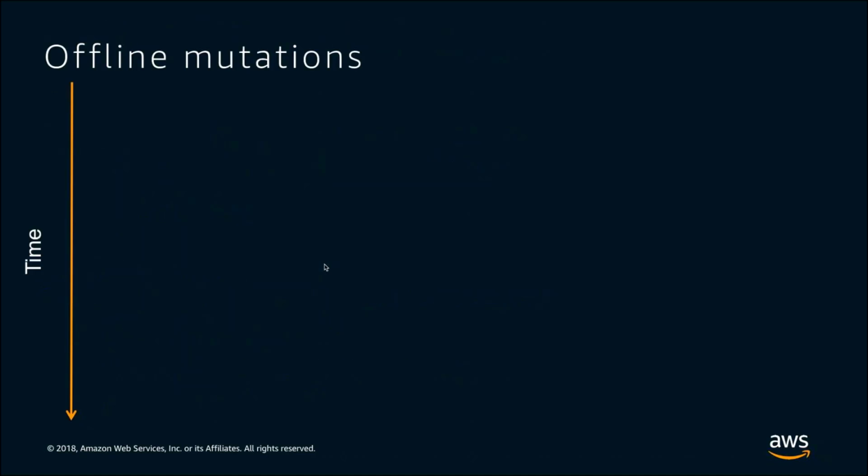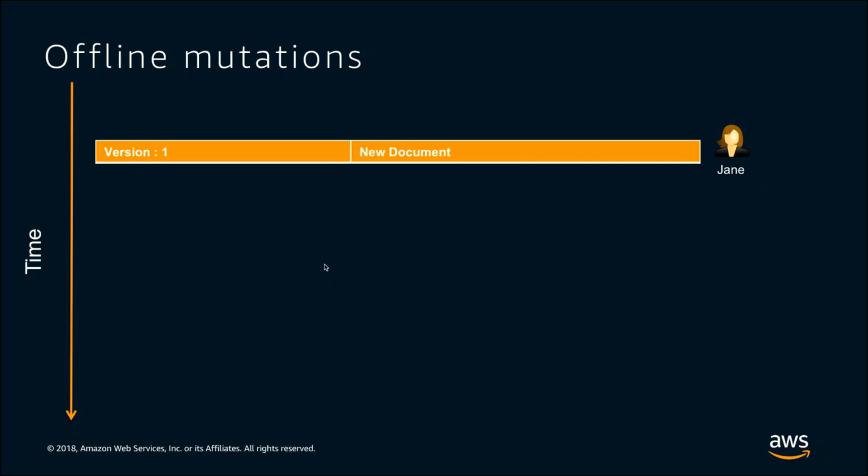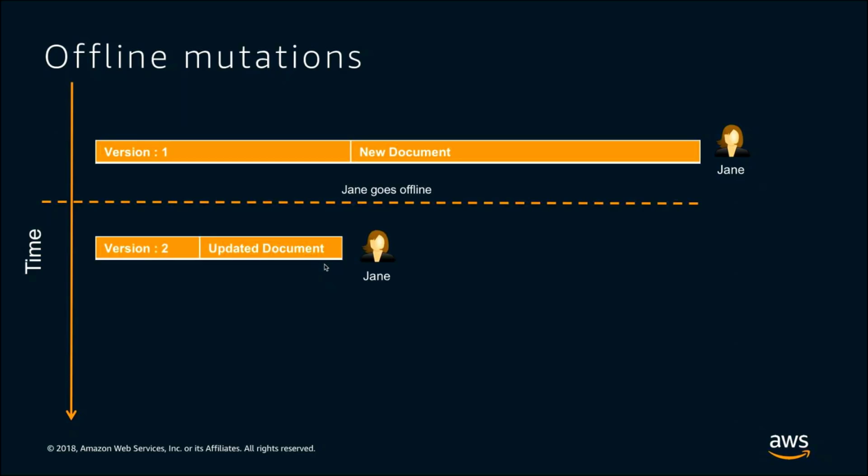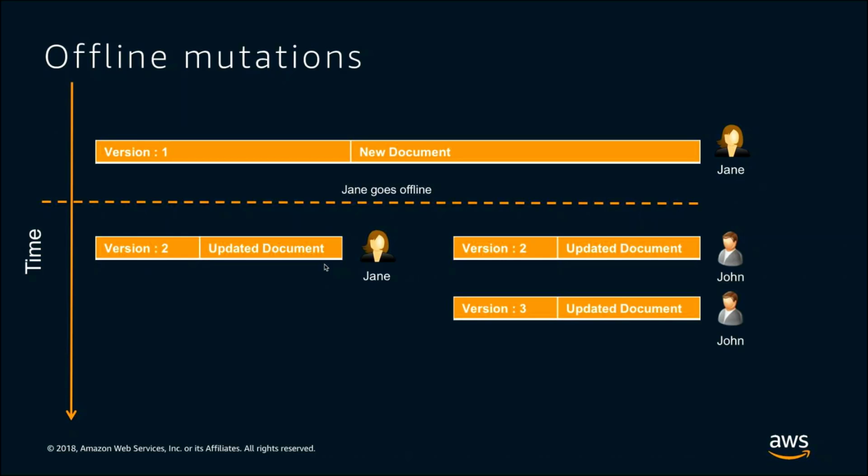Now let's dive a little deeper into offline mutations. Let's say that Jane is creating a new document. She's created version 1 of the document, and she's online. But because of poor network connectivity, she chooses to start working in an offline mode, and she has a version 2, which is the updated document. At the same time, John is working on a version 2 of the document based on Jane's version 1. And he also makes version 3 of the document, which is based on John's version 2.